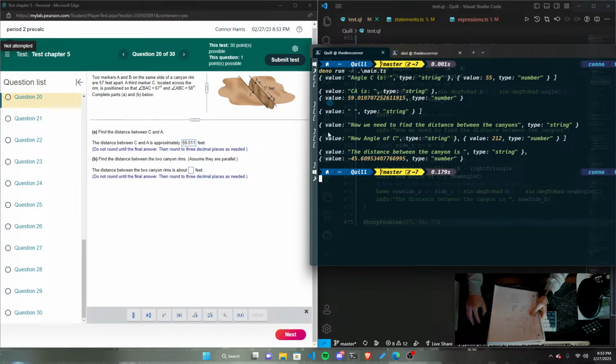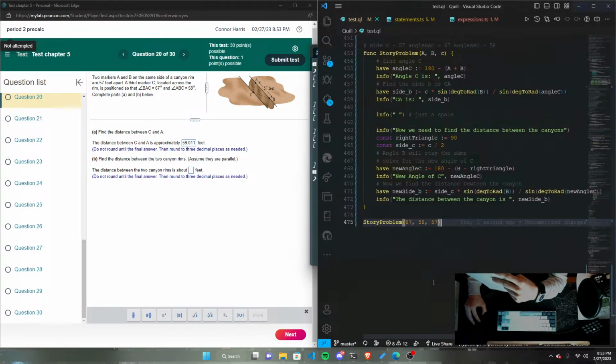Now we need to find the value of C. So the new angle of C, 212. Whoa, that is way wrong. But this is correct. Hold up a second. Okay, I did not do my math here correctly, I think. So new angle C should be 32. Oh, wait, but we're not converting it back to, that's the radians. That is, no, wait, hold up.